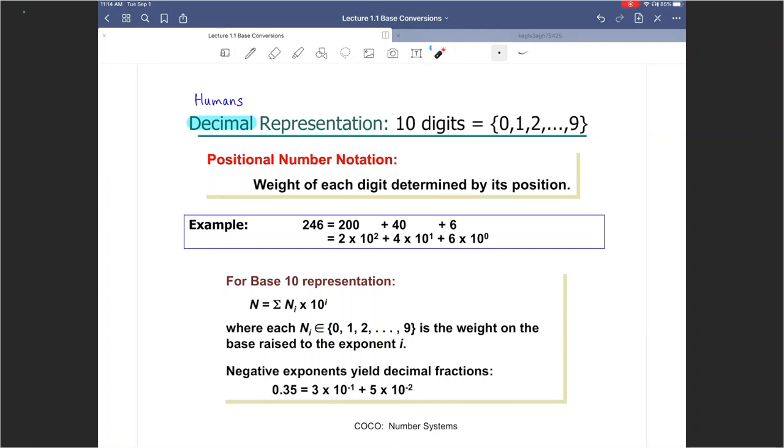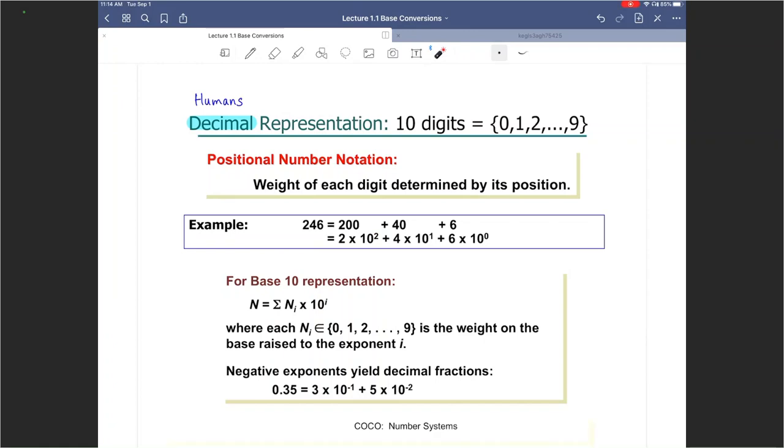And what works in decimal number system is the positional number notation, also called positional significance, meaning I can represent any number. So for example, 246, by adding weights of increasing powers of 10. So I take 6 multiplied by 10 raised to 0, 4 with 10 raised to 1, 2 with 10 raised to 2, and add them up to represent 246.